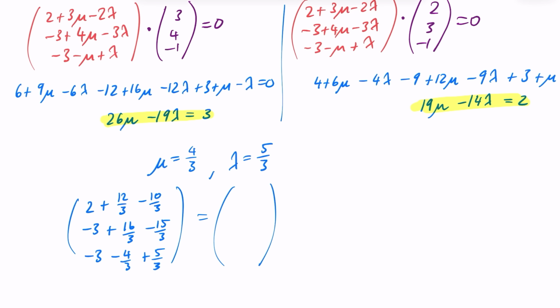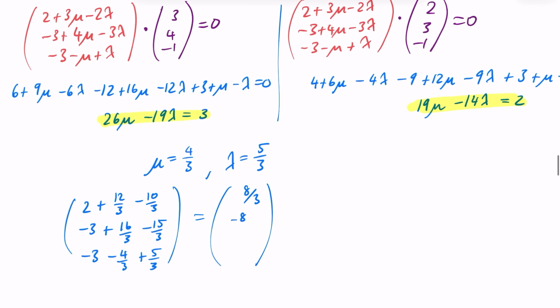And we're just going to do a lot of typing in. So it's 2 plus 12 thirds minus 10 thirds. That's 8 thirds. Minus 3 plus 16 thirds minus 15 thirds. I go speedy by using the division button instead of the fraction button. Minus 3 minus 4 divided by 3 plus 5 divided by 3. And that is minus 8 thirds.